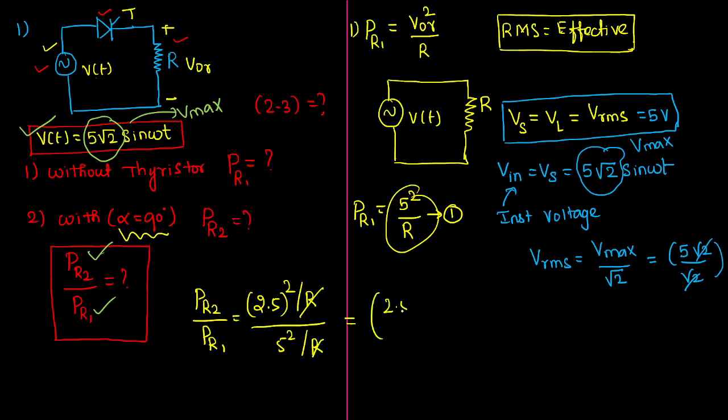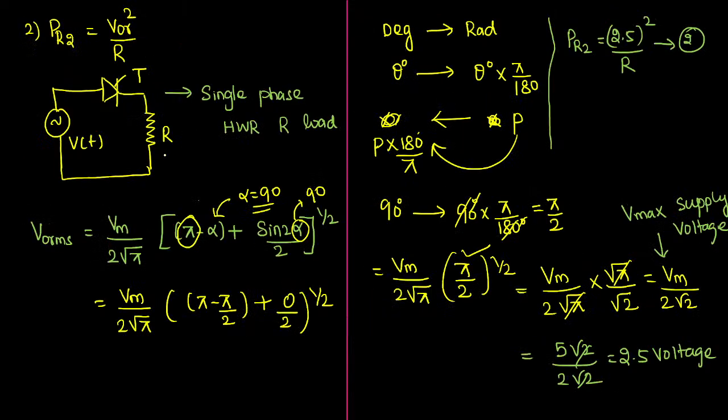This can be further written as 2.5 upon 5, whole square. 2 times 2.5 will be 5, so it can be written as 1 by 2 whole square, or 1 by 4. So the correct answer is 0.25. That's all, so easily we have calculated. But it is very important to remember the formulas, or if you don't remember the formula, you must know how to derive it. In our lecture, I clearly showed step by step how to develop the equations.